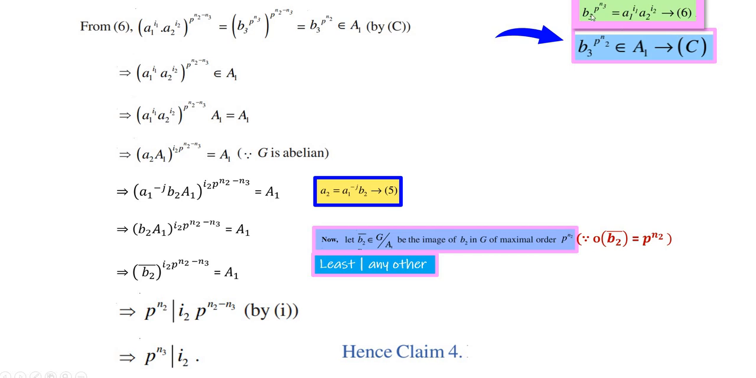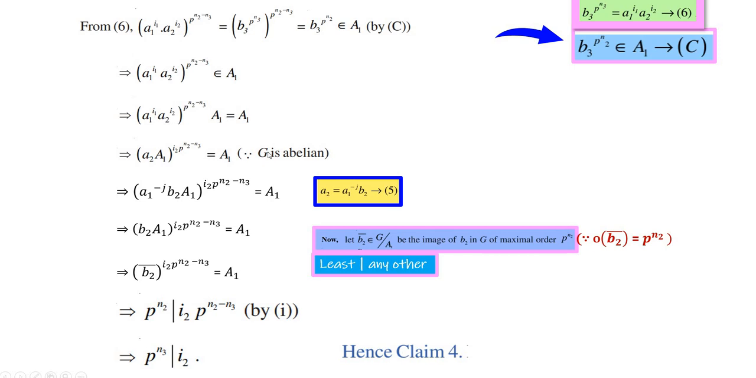Now from equation 6, we had b3 raised to p^n3 is a1 raised to I1, a2 raised to I2. So that we are considering, and that is nothing but this, and this on simplification gives me b3^(p^n2) belonging to A1. That's by C, which we have already mentioned. Now we consider this one. Obviously from this you have this to be a member of A1. So x belongs to H means xH should be equal to H.